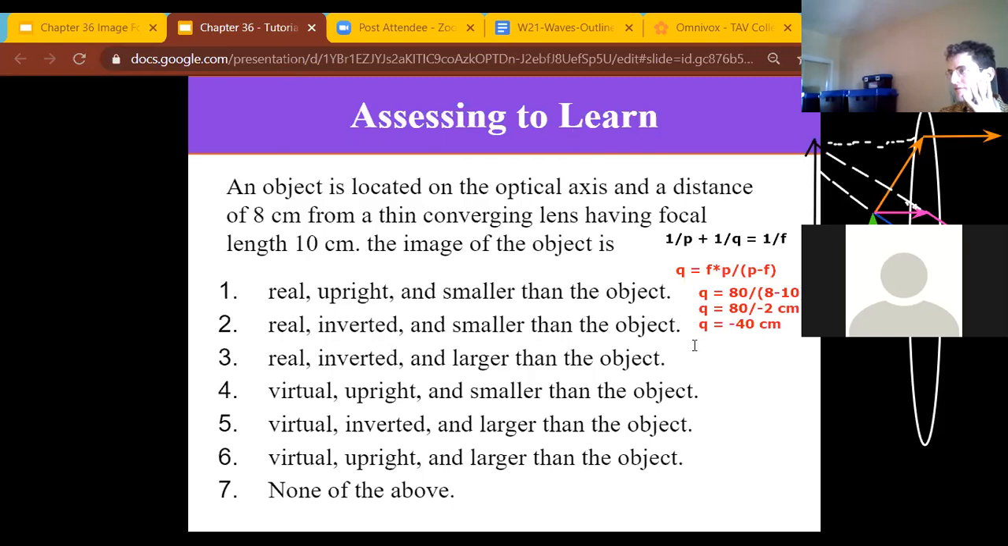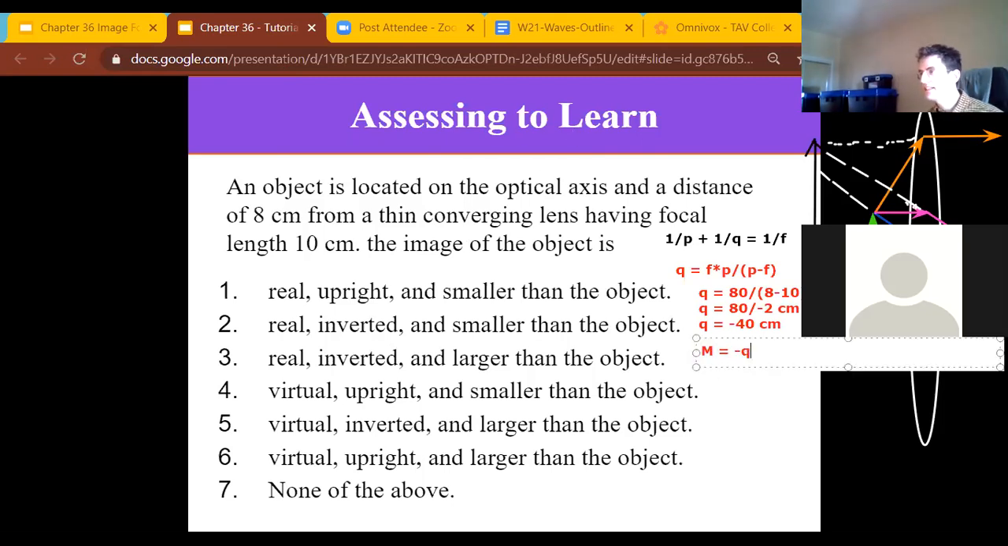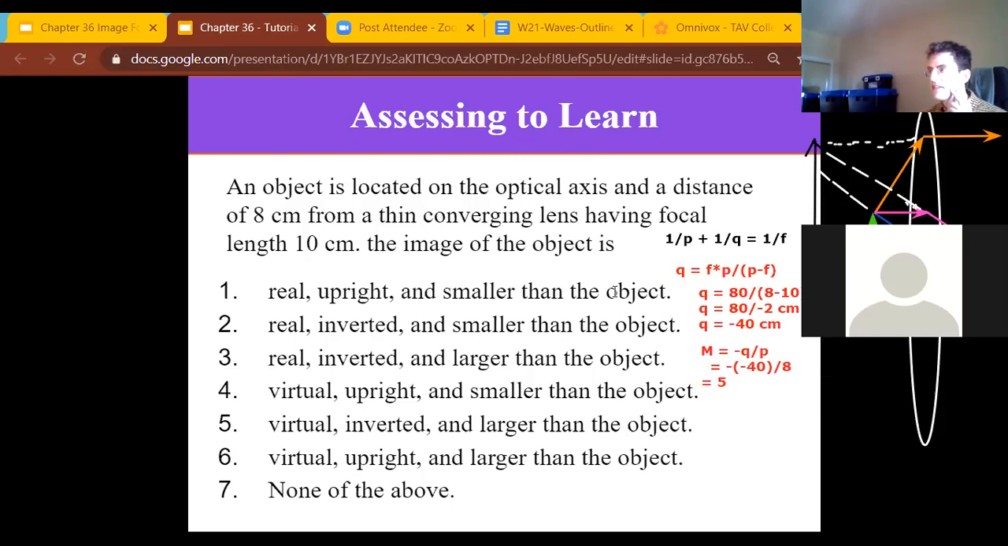And if we do the math for magnification, right, we get m is equal to negative q over p. The image distance is negative 40. The object distance is 8. So the magnification is 40 divided by 8. Negative makes it positive. It's 5. The image is 5 times taller than the object, which the ray diagram agrees with. It's also worth pointing out that being a virtual image, it's always going to be upright.